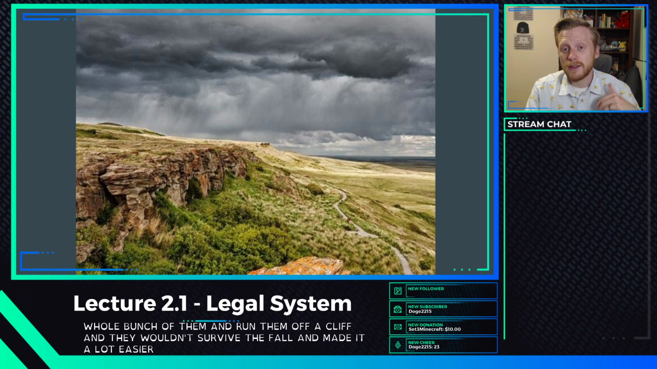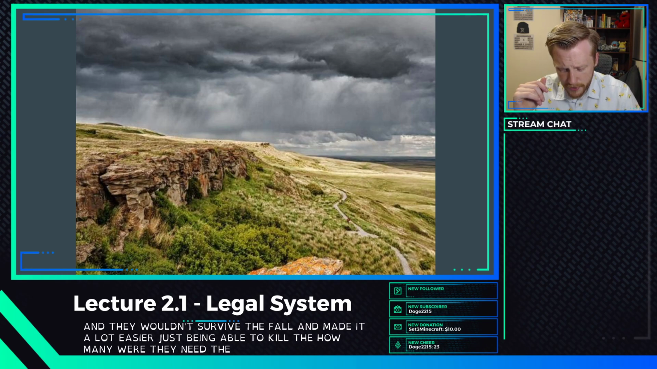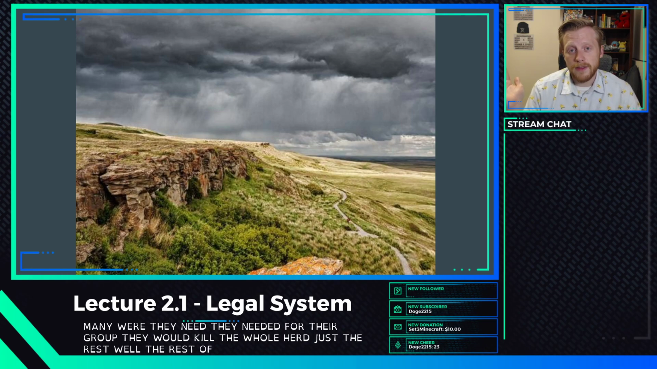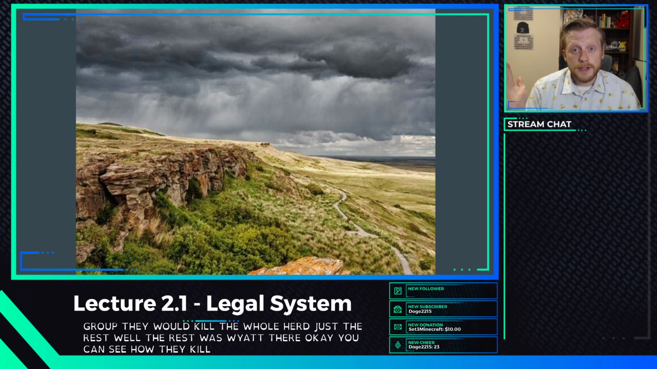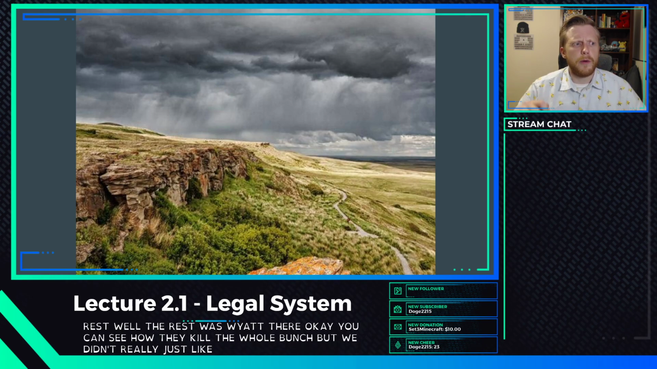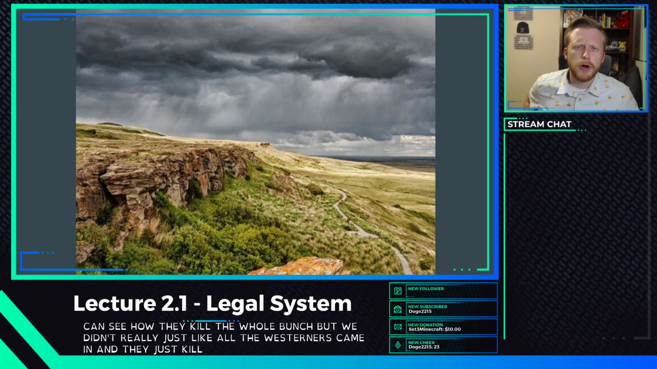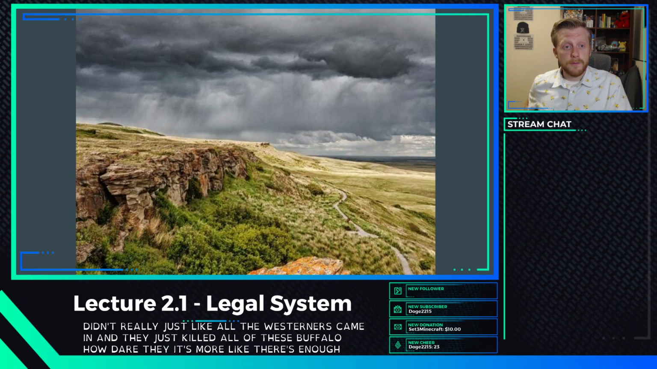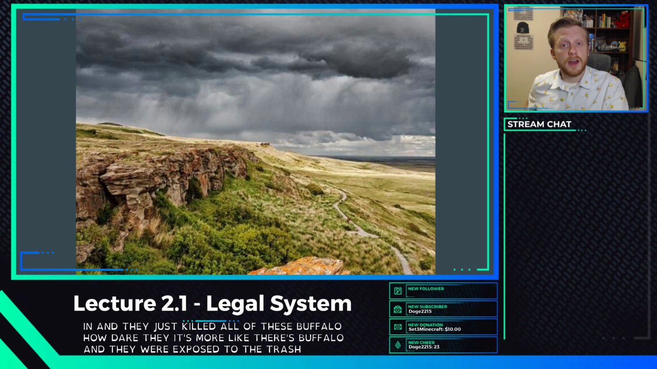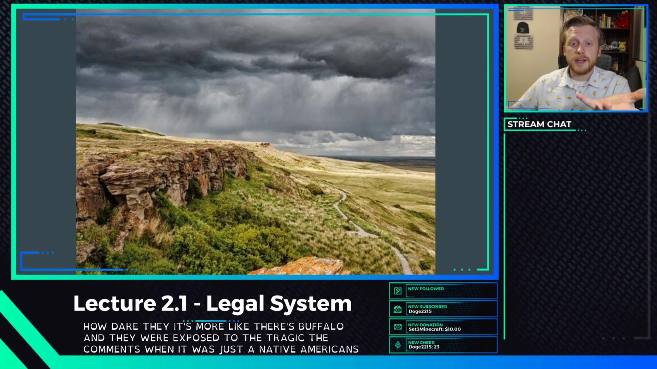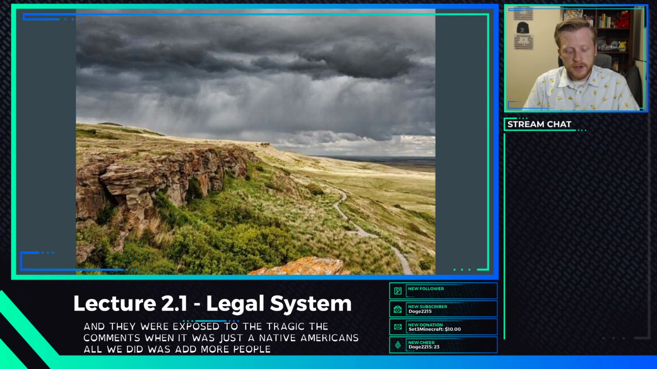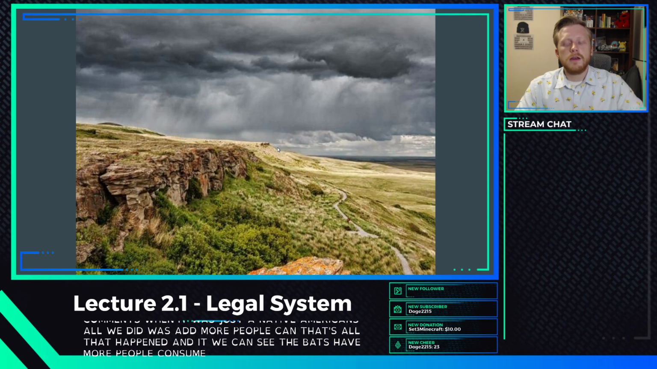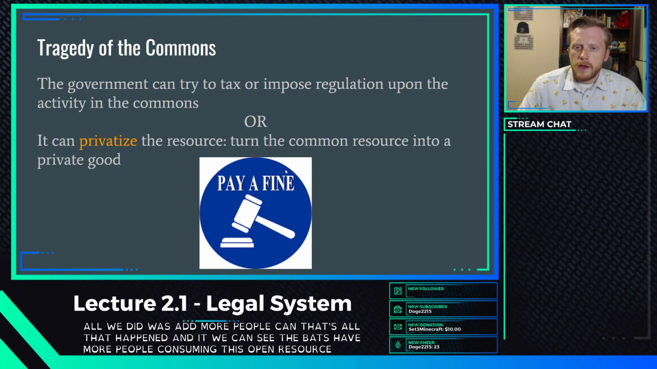So instead of just being able to kill however many they needed for their group, they would kill the whole herd. And the rest, well, the rest was just left there, okay? So you can see how they killed a whole bunch. So it's not really like, oh, the Westerners came in and they just killed all of these buffalo. How dare they? It's more like the buffalo were exposed to the tragedy of the commons when it was just the Native Americans. All we did was add more people. Okay, that's all that happened. And we can see that when you have more people, you're going to have more people consuming this open resource.